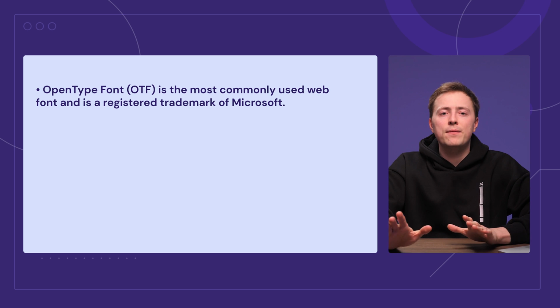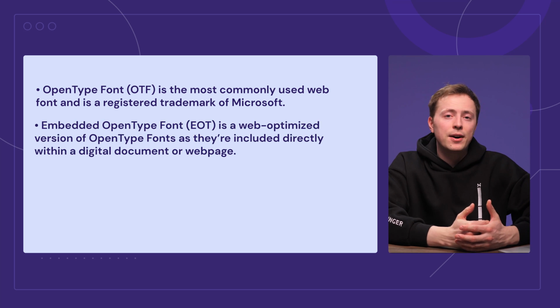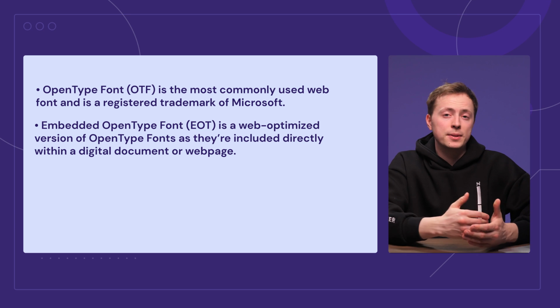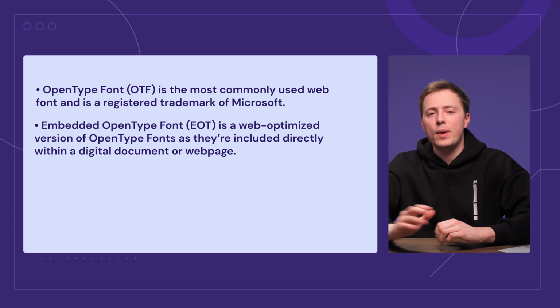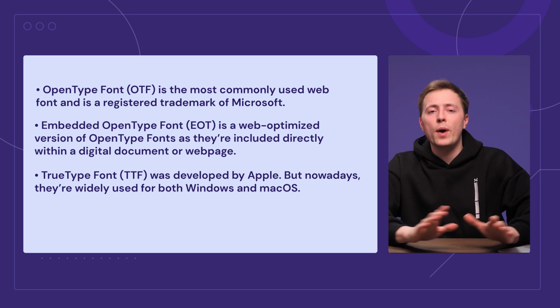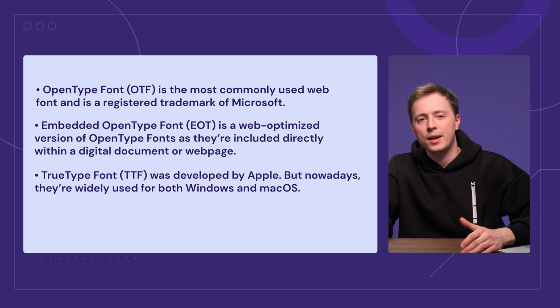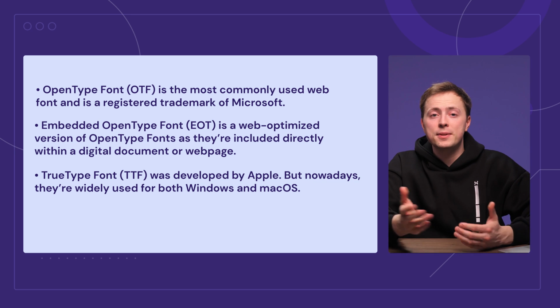So first, OpenType font is the most commonly used web font and is a registered trademark of Microsoft. Embedded OpenType font is a web-optimized version of OpenType fonts, as they're included directly within a digital document or a web page. TrueType font was developed by Apple, but nowadays they're widely used for both Windows and Mac OS. TrueType fonts were considered the standard before the introduction of OpenType.